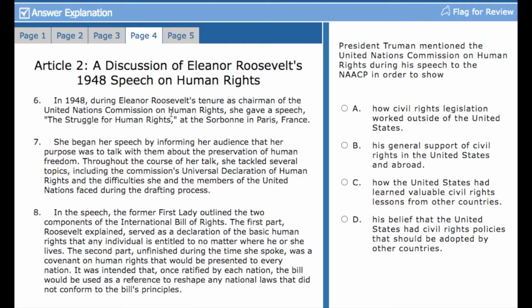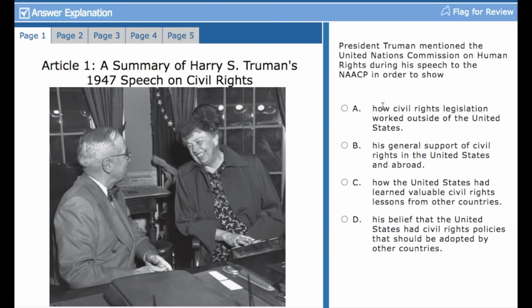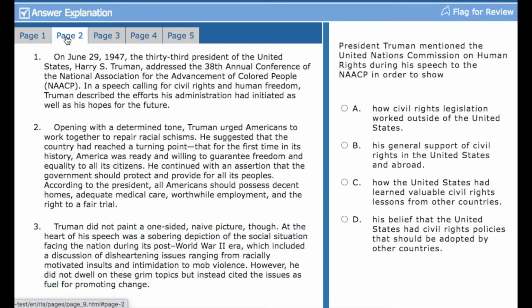All right, so next we could take a look at the questions. The first question says, President Truman mentioned the United Nations Commission on Human Rights during the speech to the NAACP in order to show, and it gives us some choices down here. It's always good to look for certain keywords in the questions, and what I mean by that are specific things like the UN Commission on Human Rights, NAACP, things of this nature. Keep these in mind because when we read the passage, you might want to look where it mentions these things directly, because those places are probably where the answer is going to be.